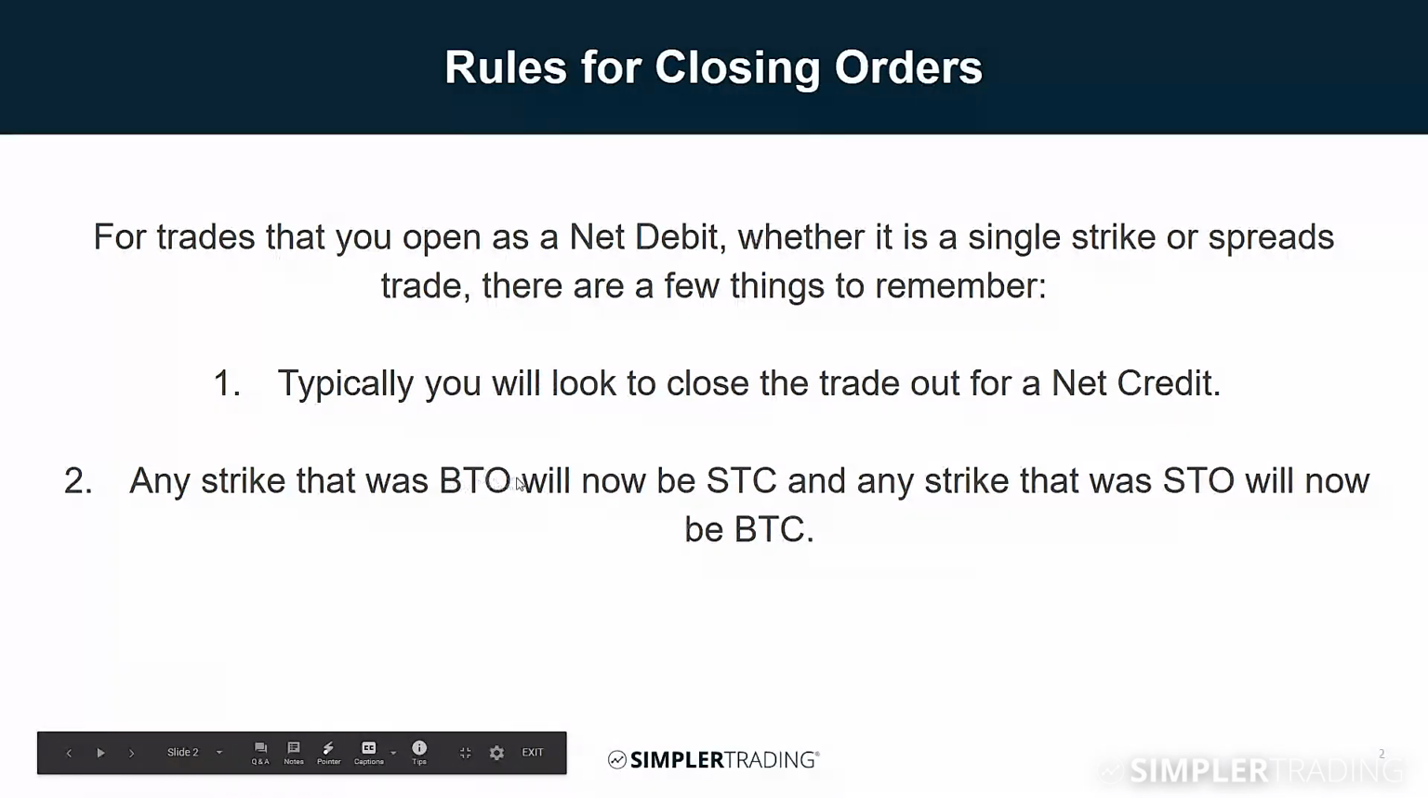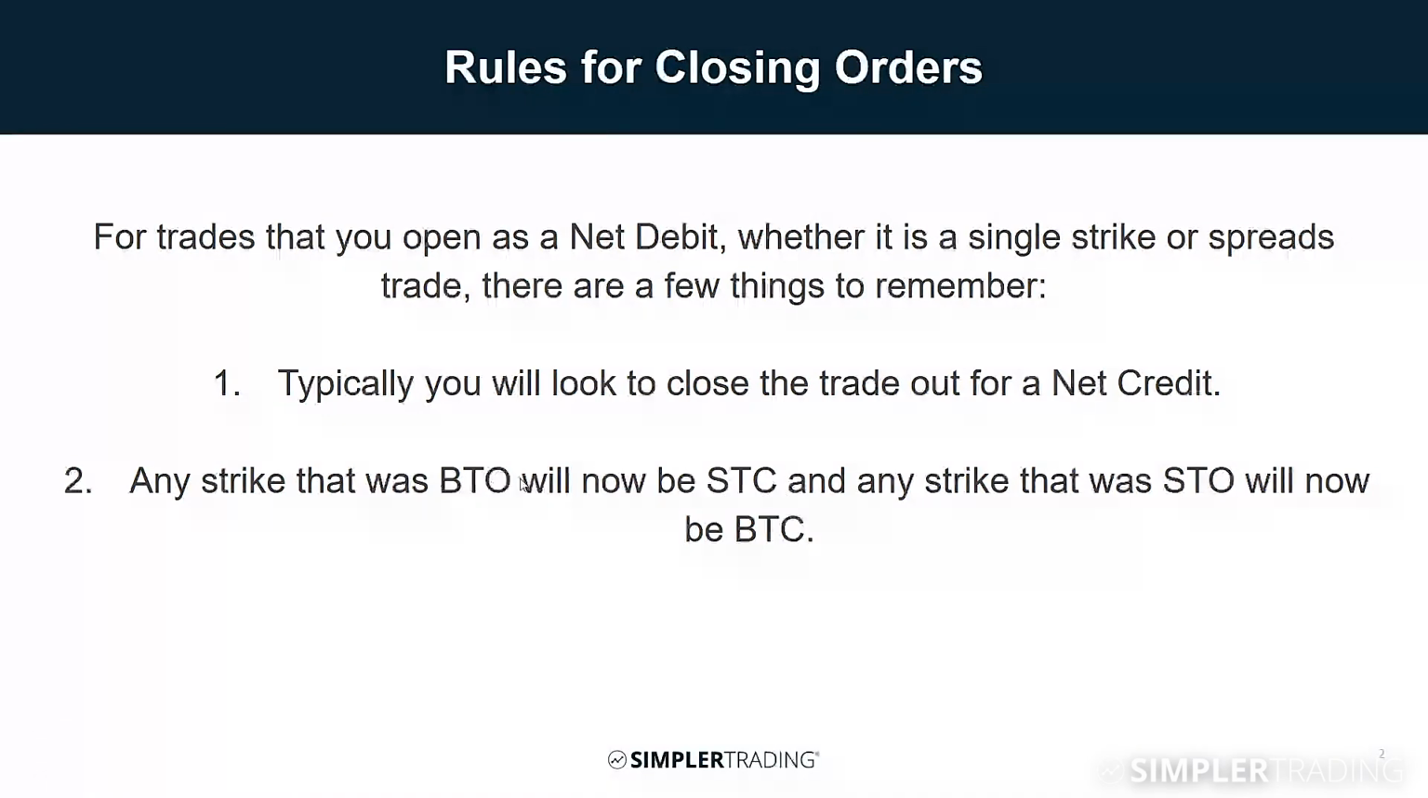Any strike that is bought to open will now be sold to close, right? So these are the abbreviations typically you'll see in the trade order whenever you're setting it up, which is why I kept it this way in the slides. So when you see something that's BTO, that means you bought to open that strike or that strike on the spread. And it will now become a STC order, or sell to close. And any strike that was sold to open, right? If you have it paired as a spread, so you have multiple strikes, any strike that was sold to open will now be bought to close, or BTC.